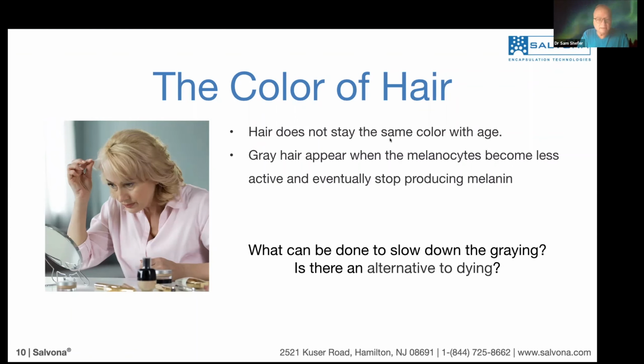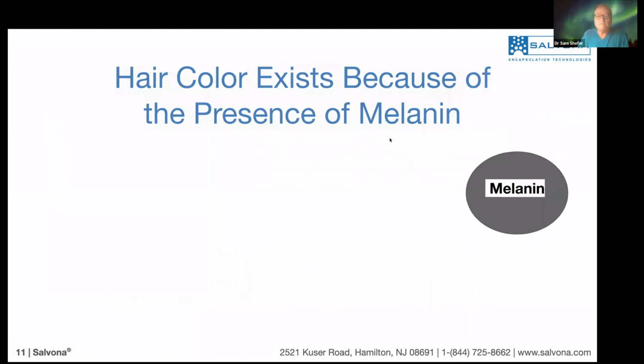Is there an alternative to just using a dye to dye the hair and then repeating it every couple of weeks? So let's understand what our solution to graying hair is. In order to understand what our solution is, we need to understand how the melanin is synthesized. And from this, we understand what the raw materials are that are required to produce melanin.